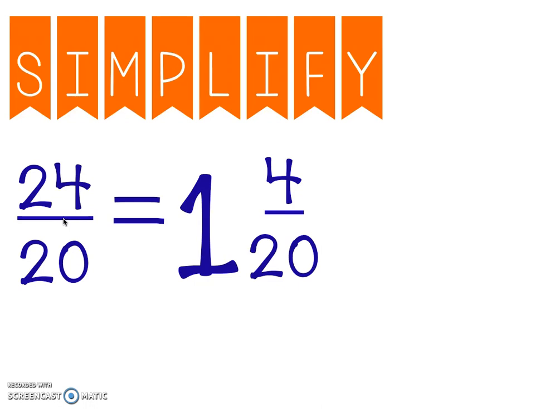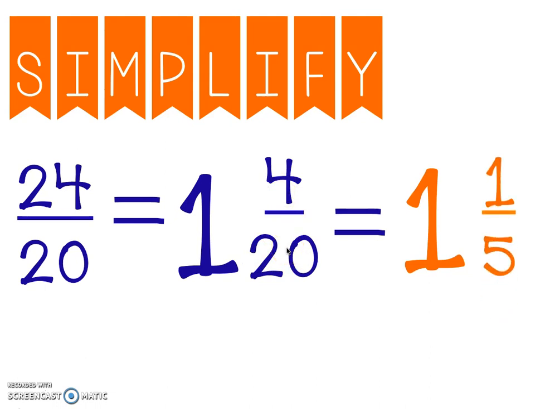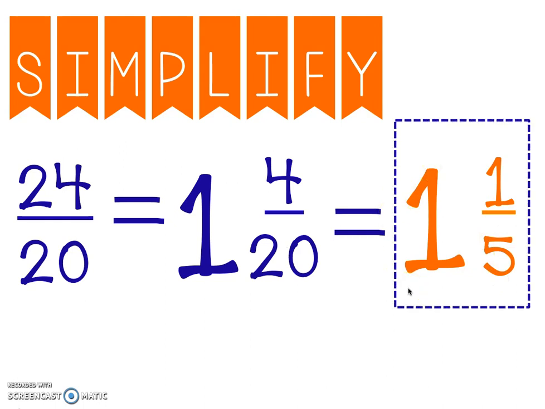Now, we have to look at our fractional piece and see if we can simplify that. By looking, I know the greatest common factor between 4 and 20 is 4. I can divide both of those by 4. So when I do that, I got to keep my 1. My 1 does not change. But 4 divided by 4 would give us 1, and 20 divided by 4 would give us 5. So our final simplified answer is 1 1/5. So put a box around that. That means that we're completely done.